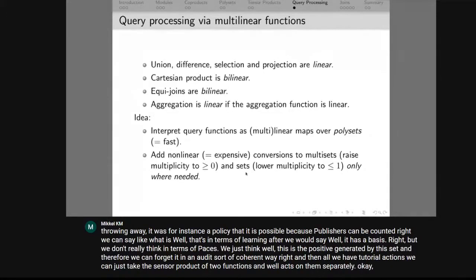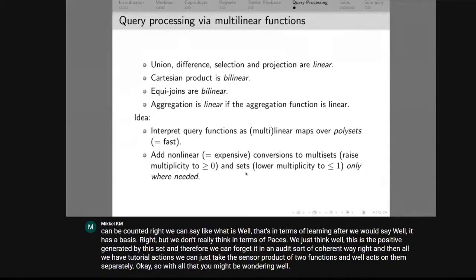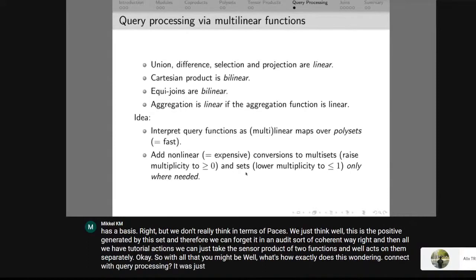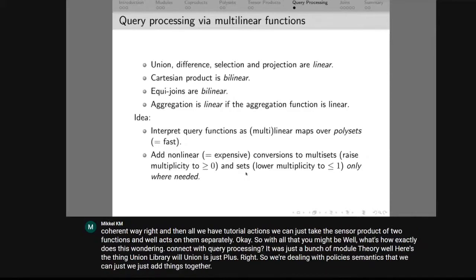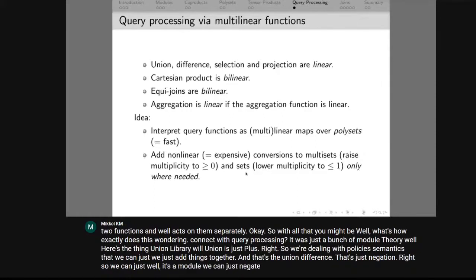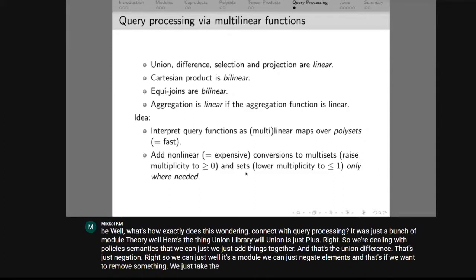Okay, so with all that, you might be wondering, how exactly does this connect with query processing? It was just a bunch of module theory. Well, here's the thing. Union is just plus, right? We're dealing with polyset semantics, so we can just add things together, and that's the union. Difference, that's just negation, right? It's a module, so we can negate elements, and if we want to remove something, we just take the negative and add that.